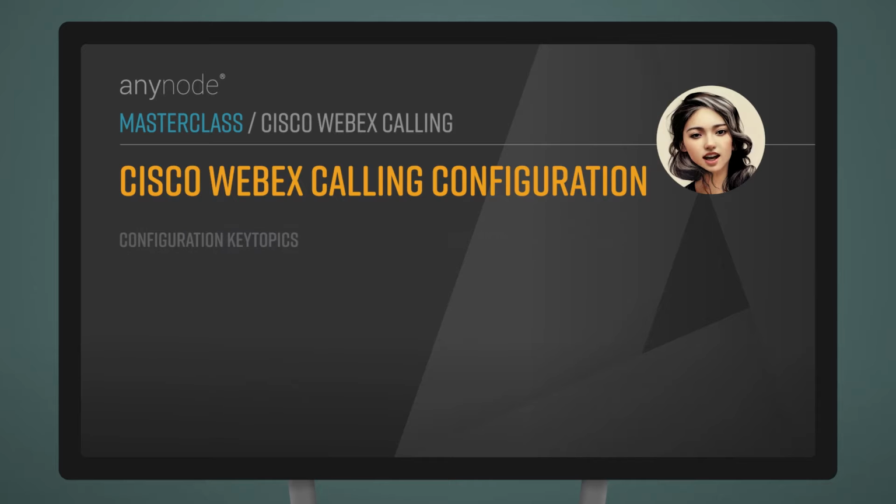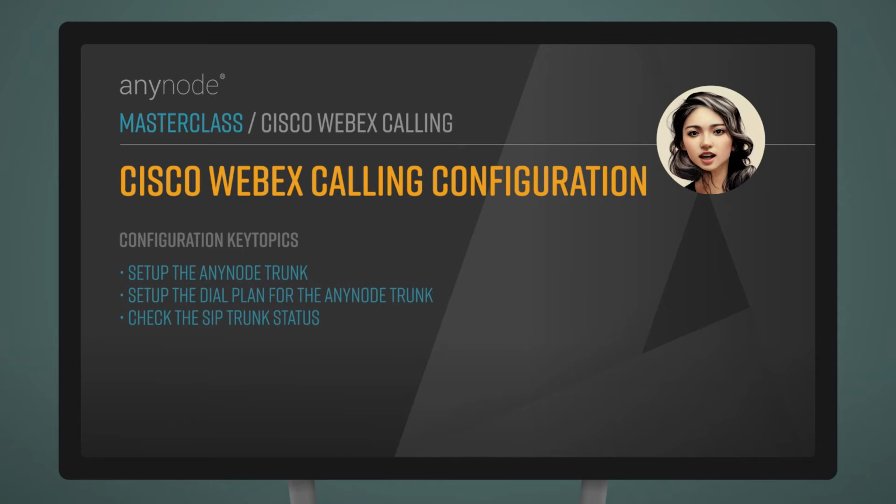Following up, we would like to provide you with a summary of key topics that will help you configure and manage the integration of Cisco Webex calling. Set up the anynode trunk. Start by adding a SIP trunk and configuring anynode as a SIP trunk with a valid and publicly reachable fully qualified domain name. Set up the dial plan for the anynode trunk. Configure a dial rule for the anynode SBC SIP trunk and verify the call routing.